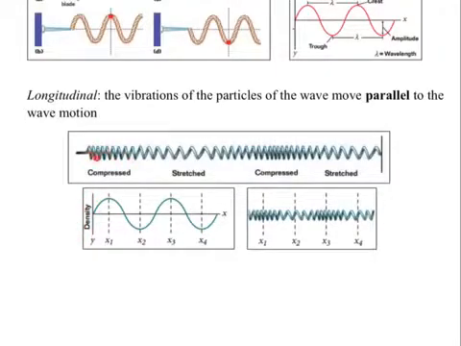So see how dense the spring is here? It's at a high value. See how not dense it is, how stretched out it is? It's at a very low value. And when it's compressed, or dense, it's at a high value.